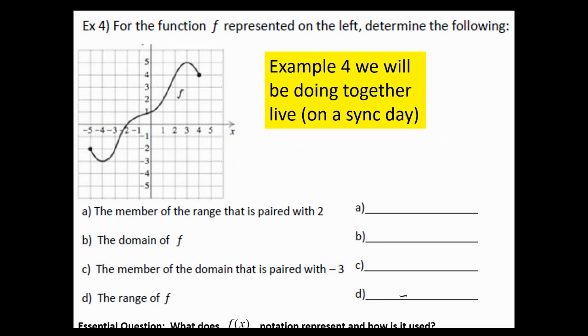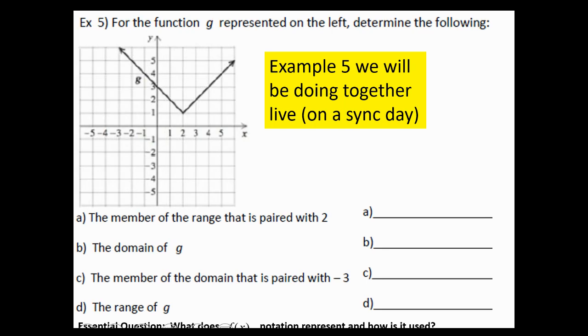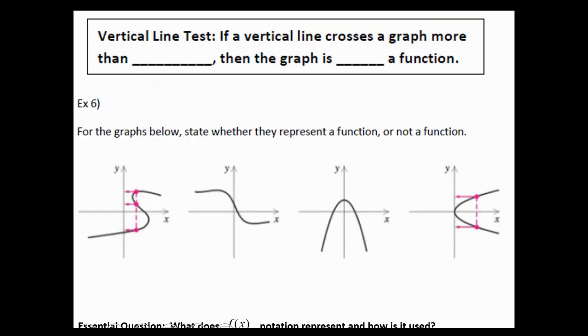Okay, example 4 we will be doing together live on a sync day, so we're going to skip that. Same with example 5. This is the vertical line test. If a vertical line crosses a graph more than once, then the graph is not a function. Your answers here, and this is how your homework is, you're going to state whether you have a function or not a function. So your answer should be either the word function or the 3 words, not a function.